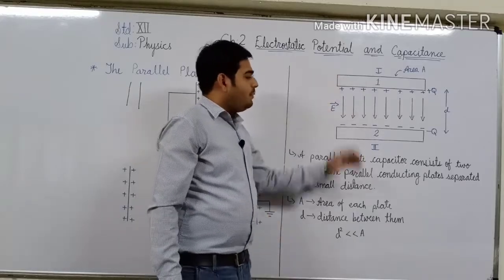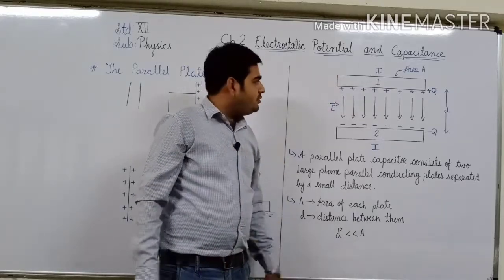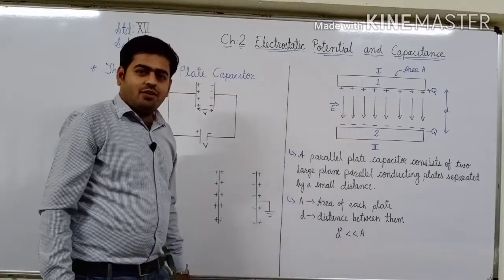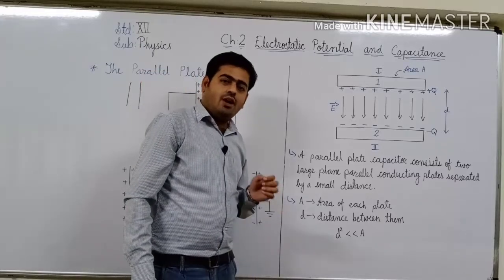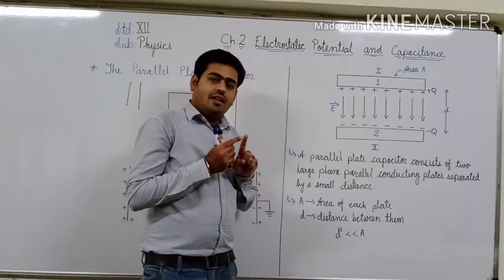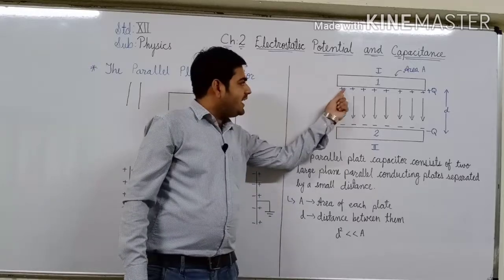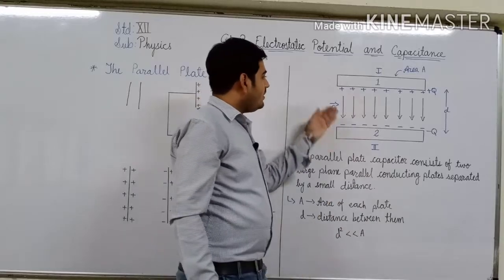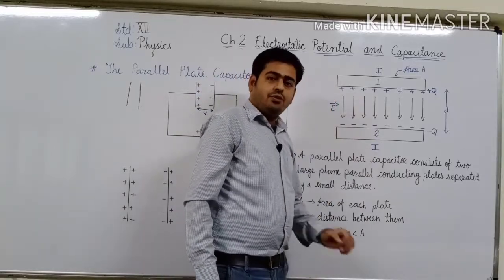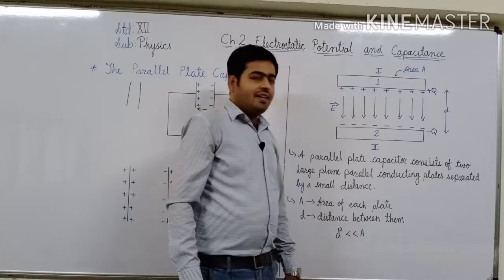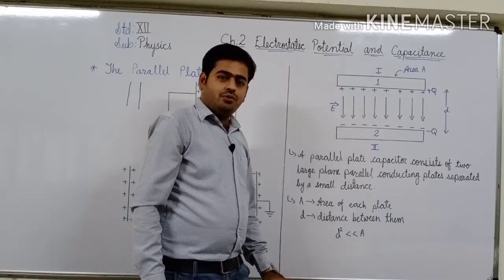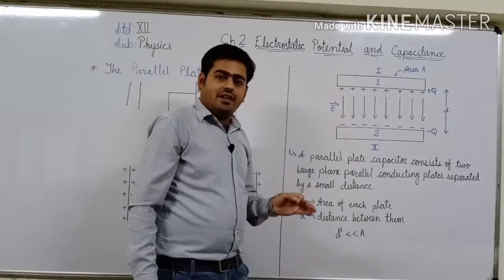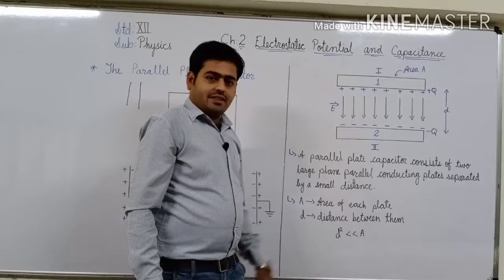Therefore, we can think of infinitely long uniformly charged plane sheet. And in chapter number 1, already we have studied the formula of electric field due to infinitely long uniformly charged plane sheet. What was the formula of electric field due to uniformly charged plane sheet? That is, electric field E is equal to sigma upon 2 epsilon naught. Using that formula, now we will calculate the electric field of this capacitor.